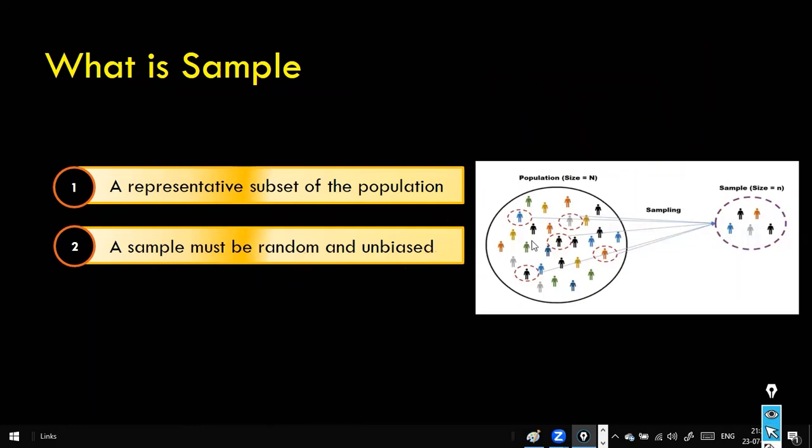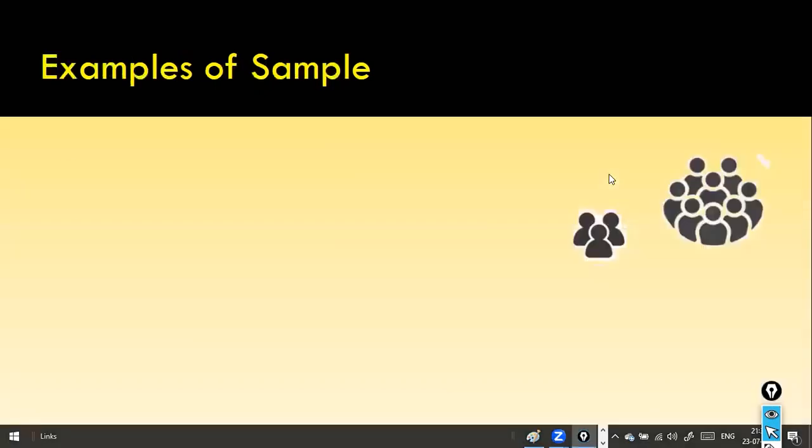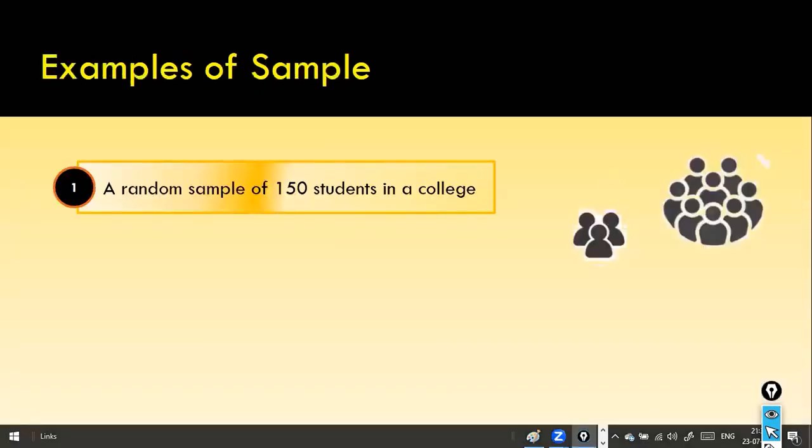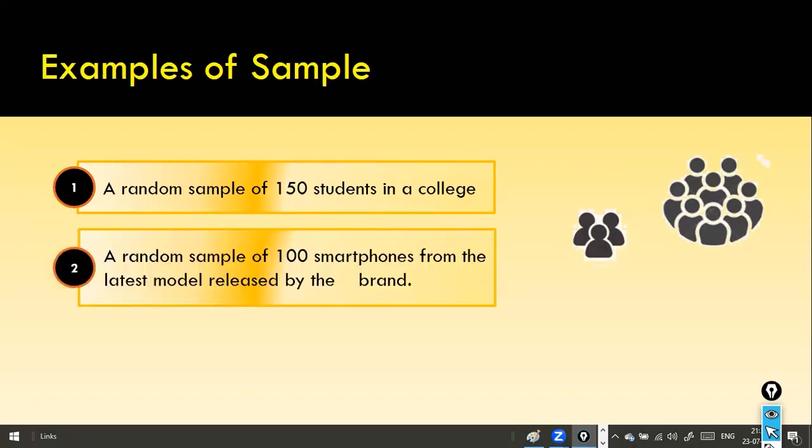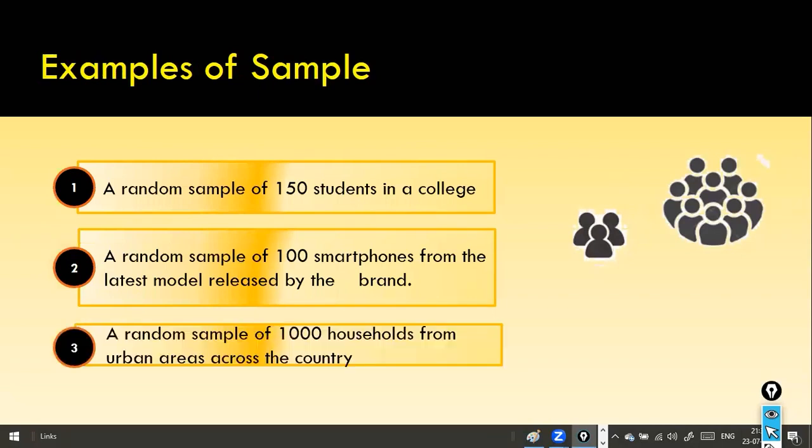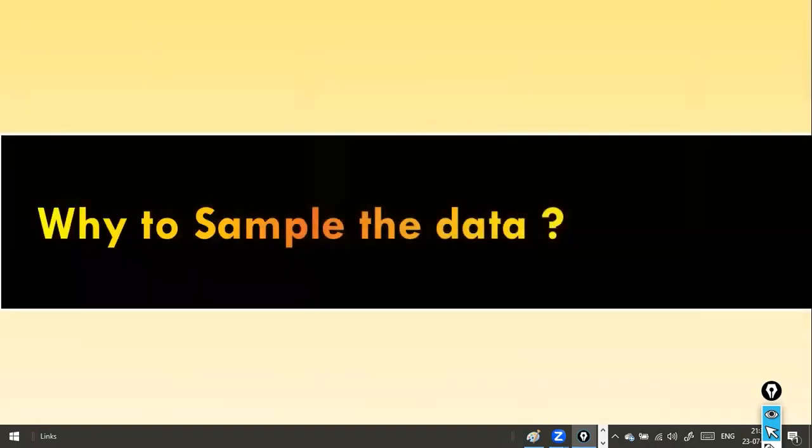Okay, the next question is, what are the examples of a sample? Give me some examples. A random sample of 150 students in a college, a random sample of 100 smartphones from the latest model released by the brand, a random sample of 1,000 households from urban areas across the country. Likewise, we can take a random subset of the data from a population. That is what your sample is.